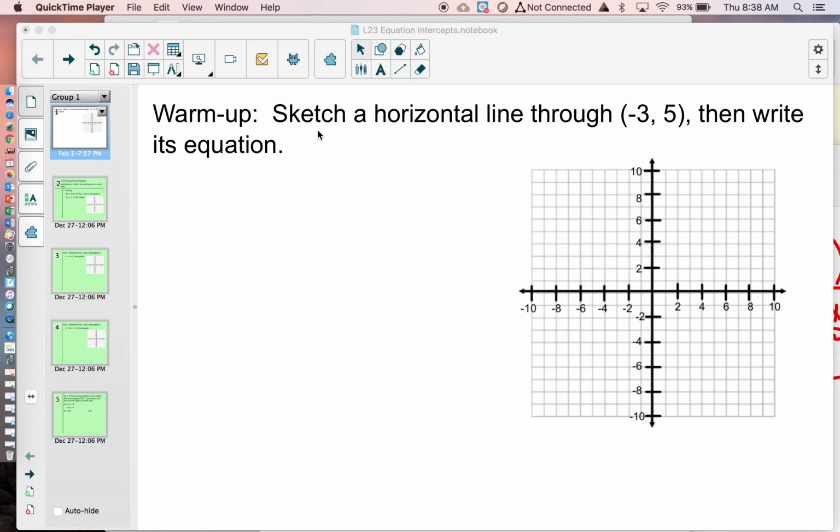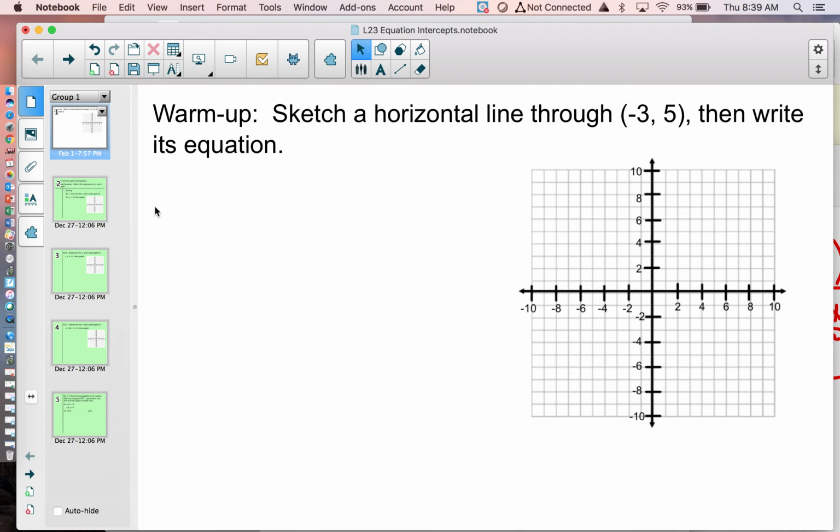All right. So what we're going to be looking at when we're drawing this is we're going to be sketching a horizontal line. A horizontal line basically is a line that goes left to right, and it's a straight line. It's a flat line. Make sure you have the arrows at the end of it. And this horizontal line is going through the point (-3, 5). So -1, -2, -3, up 1, 2, 3, 4, 5.